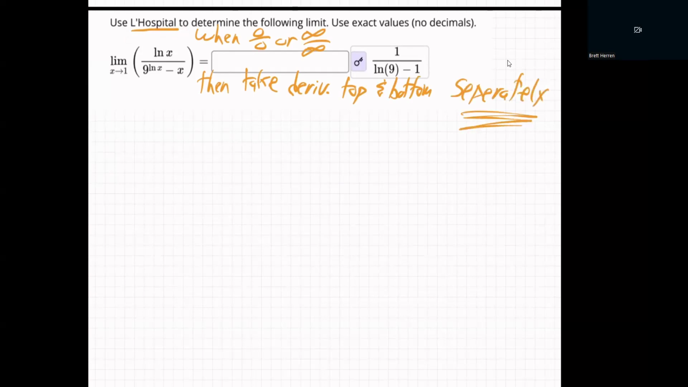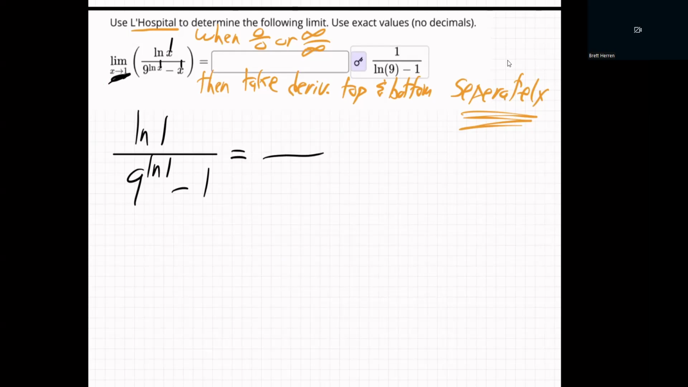Okay. So let's take our function. Let's just plug in the 1 first, right? X is going to 1. So let's plug in 1, plug in 1, plug in 1. What do we get? Natural log of 1 over 9 to the natural log of 1, that's a little weird looking, huh? Minus 1. So, okay, what's that?